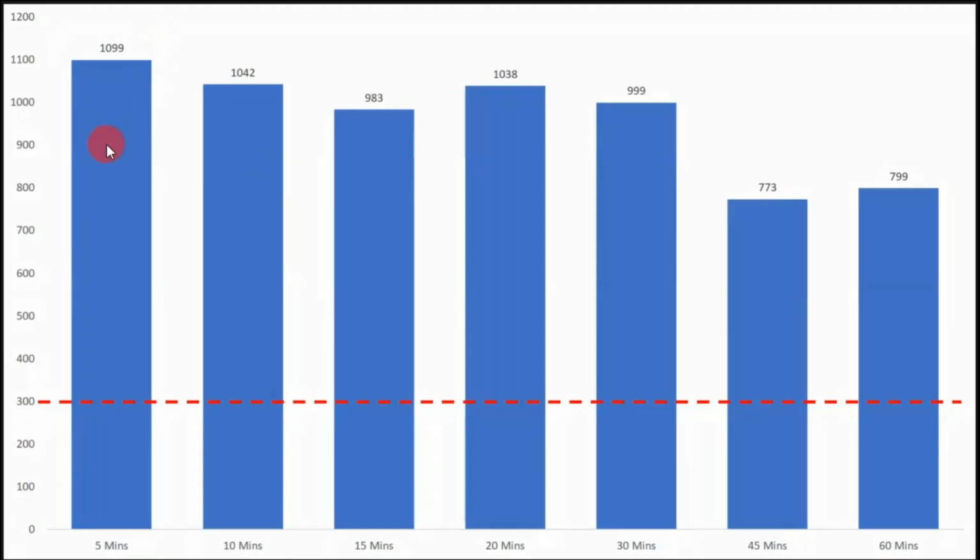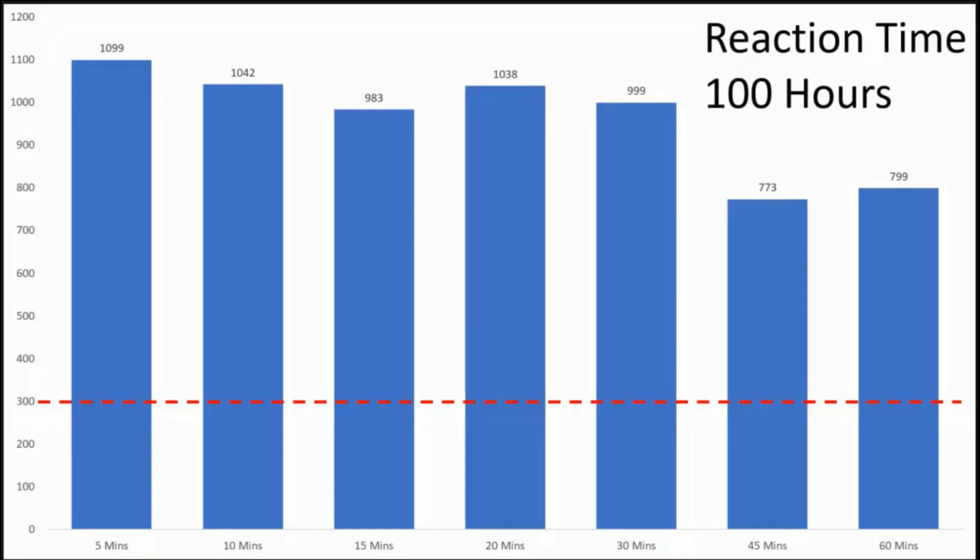So you can see way up here the total amounts. This one almost hit 1100, but 1099, 1042, 983, 1038, 999, almost 1000, 773, 799, almost 800 right here. So this mark right here is the equivalent of one oxygen absorber. The total reaction time for this experiment was 100 hours. I probably could have pushed it a little bit longer than 100 hours, but at 100 hours, things were pretty much slowing down.